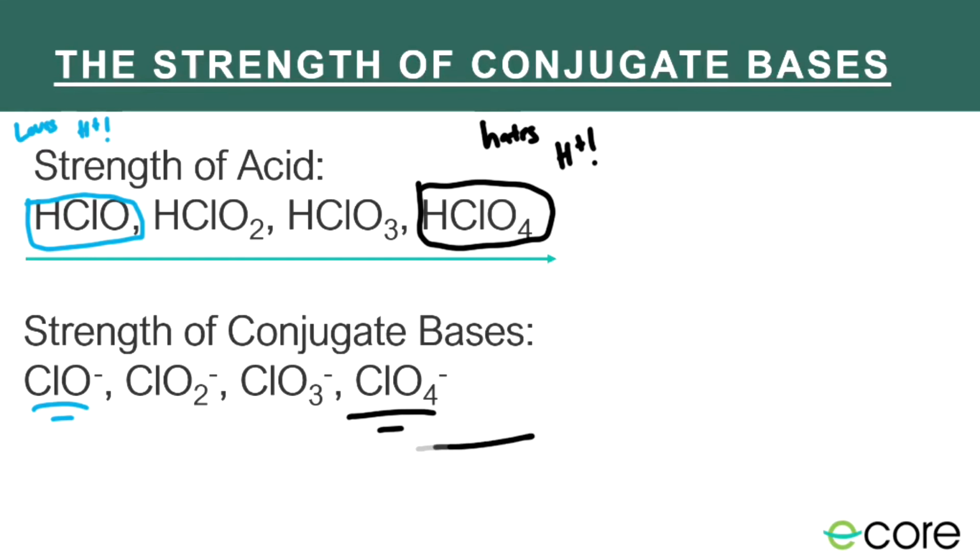They increase as they go this way because the less something wants a hydrogen, the less good of a base it is, right? And so if it doesn't really want to grab that hydrogen in solution, it doesn't want to act as a proton acceptor, then it's going to be a weaker conjugate base, okay? So the strongest conjugate base here is ClO-. And the weakest conjugate base is ClO4-.